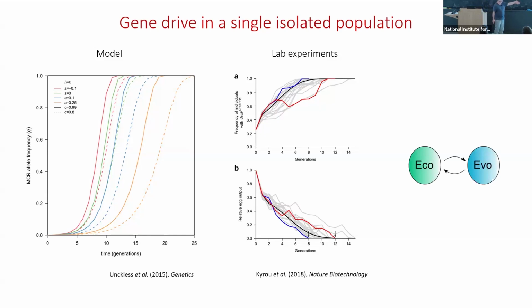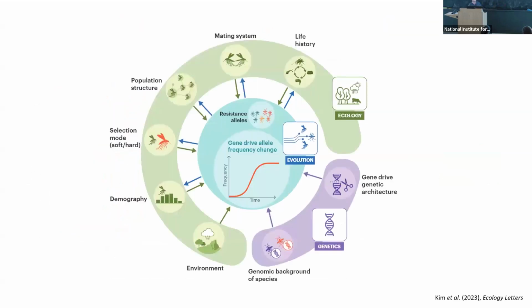We're interested in this demographic crash of the population. It's occurring in the same time scale as the expansion, or the increase in frequency, of the gene drive. So in many cases, we can separate the timescales of ecology and evolution, but clearly in this case, we cannot do that. We have to think about ecology and evolution together in gene drive models.